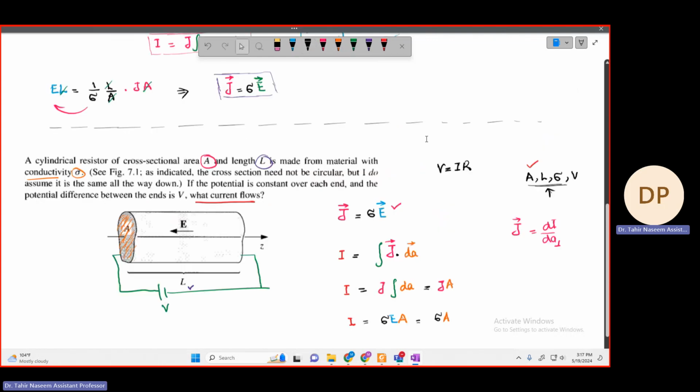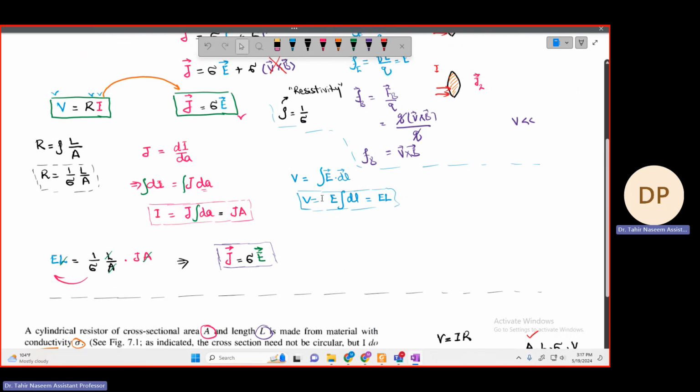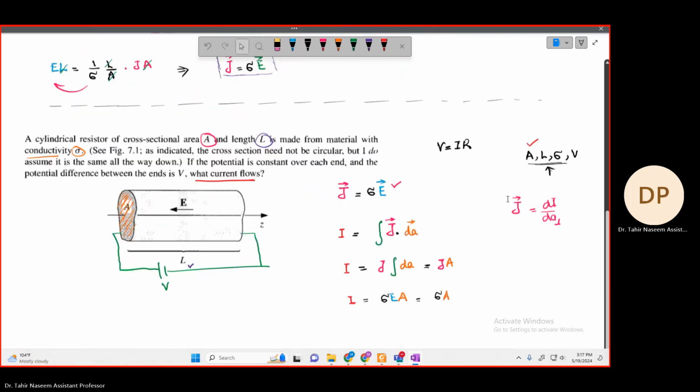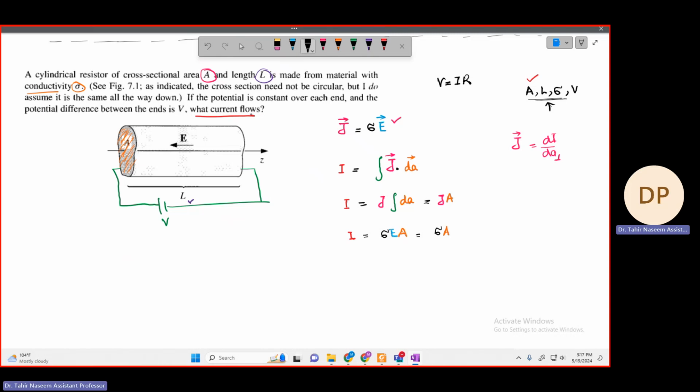and from this equation I can write E is equal to V by L, right? This can be written for a uniform electric field. Because the E field is uniform, I can write E is equal to V by L. V is the potential, and L is the length of the wire. So this is the answer.